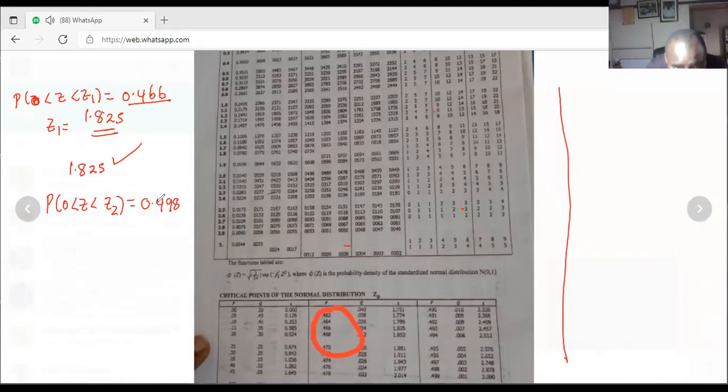Okay? So 0.498, where are you? You are here. Okay? What is the Z value read? That one. No wasting time. Z2 is equal to 2.878. If you want to also confirm, use a calculator. Put in Q, see the answer. It must be the same.